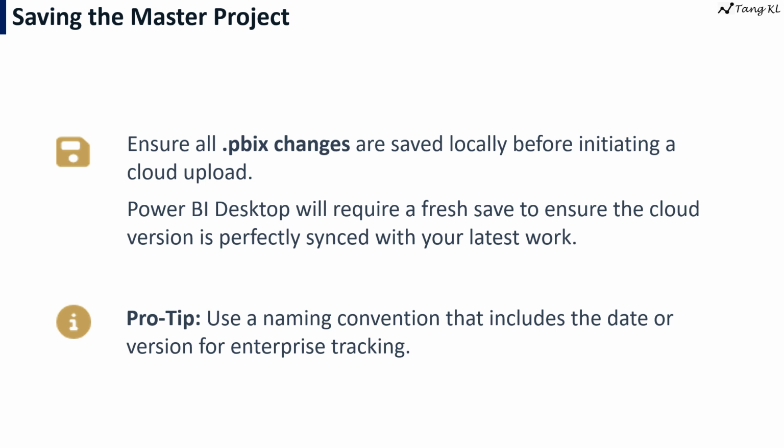As a best practice, use a clear naming convention when saving the file. Including a date or version number makes tracking, sharing, and rollback much easier, especially in team or enterprise environments. Saving properly at this stage protects your work, avoids confusion, and ensures the published report reflects the most up-to-date analysis.